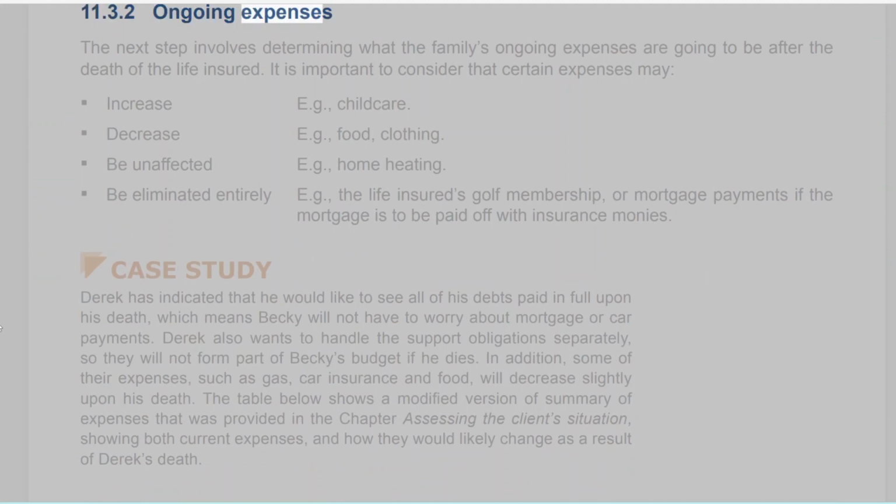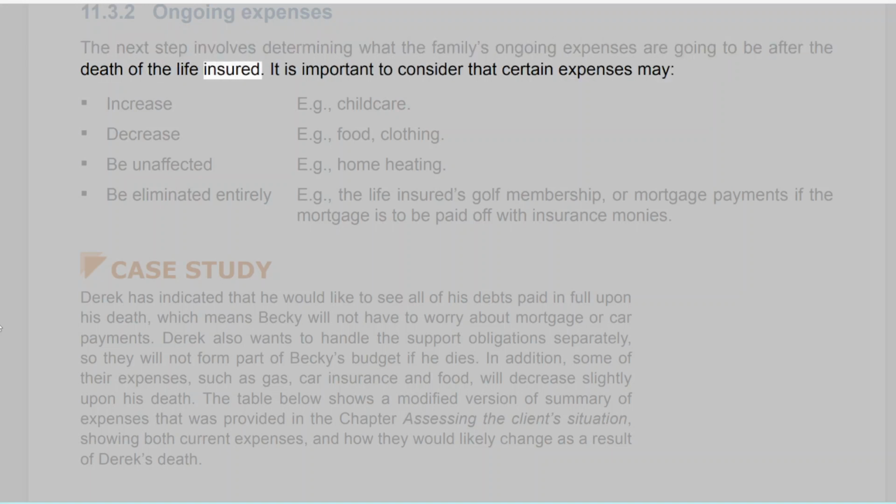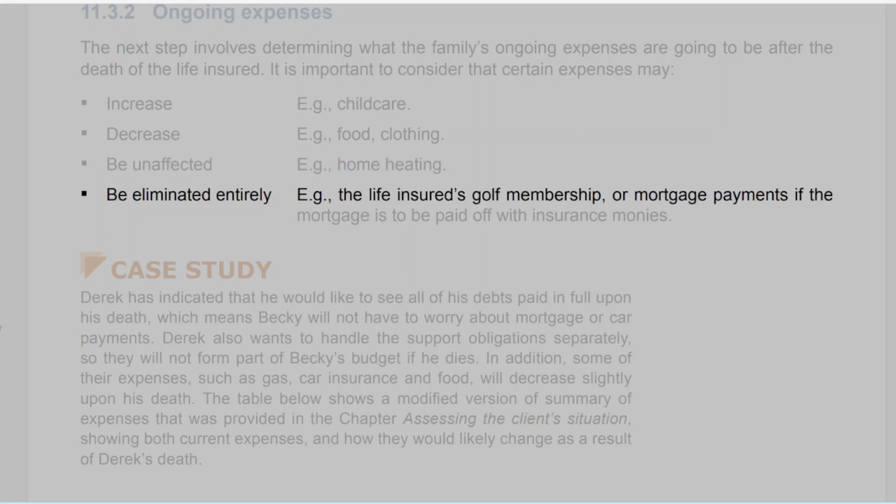1.3.2 Ongoing expenses. The next step involves determining what the family's ongoing expenses are going to be after the death of the life insured. It is important to consider that certain expenses may increase, e.g., childcare; decrease, e.g., food, clothing; be unaffected, e.g., home heating; or be eliminated entirely, e.g., the life insured's golf membership, or mortgage payments if the mortgage is to be paid off with insurance monies.